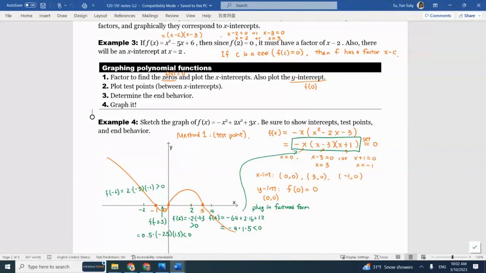F of 0 is 0 for this problem. So the origin is both the x-intercept and also the y-intercept. Okay. That is the first step. Find the x-intercept, find the y-intercept.